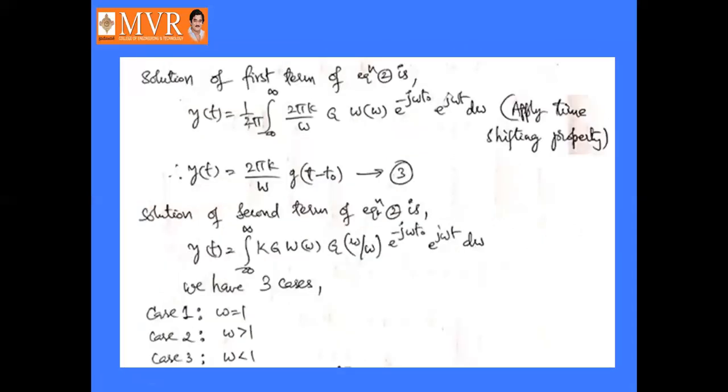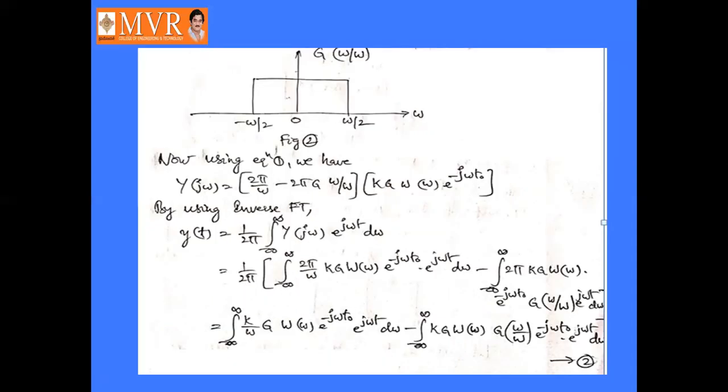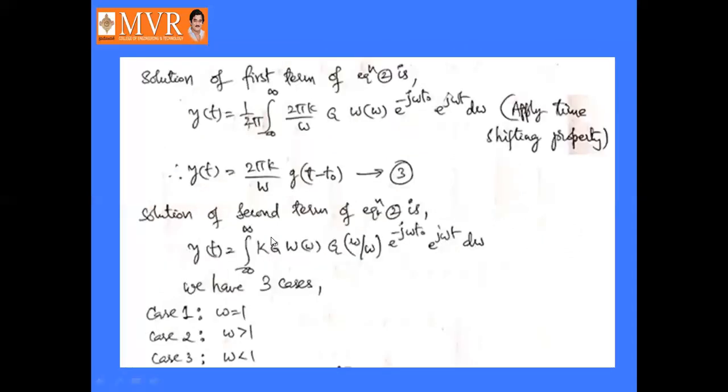Okay, the solution of the first term of equation 2: we have to apply the time shifting property. So, by the time shifting property, it will become 1 by 2 pi integral from minus infinity to infinity of 2 pi k by omega into g into w of omega into e power minus j omega t naught into e power j omega t d omega, which can be written as 2 pi k by omega into g of t minus t naught. That is nothing but the time shifting property. So let it be considered as equation number 3.